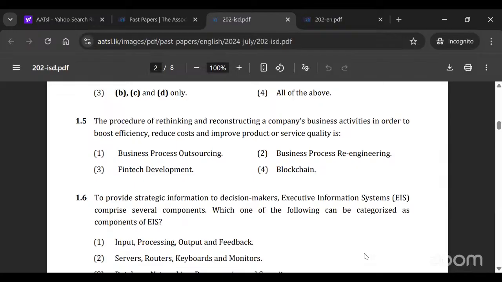Fintech development means financial technology. Blockchain is a shared ledger available online to keep records of cryptocurrency, like Bitcoin, right? Then what is the correct answer? The process of rethinking and reconstruction of companies' business activities is business process re-engineering.